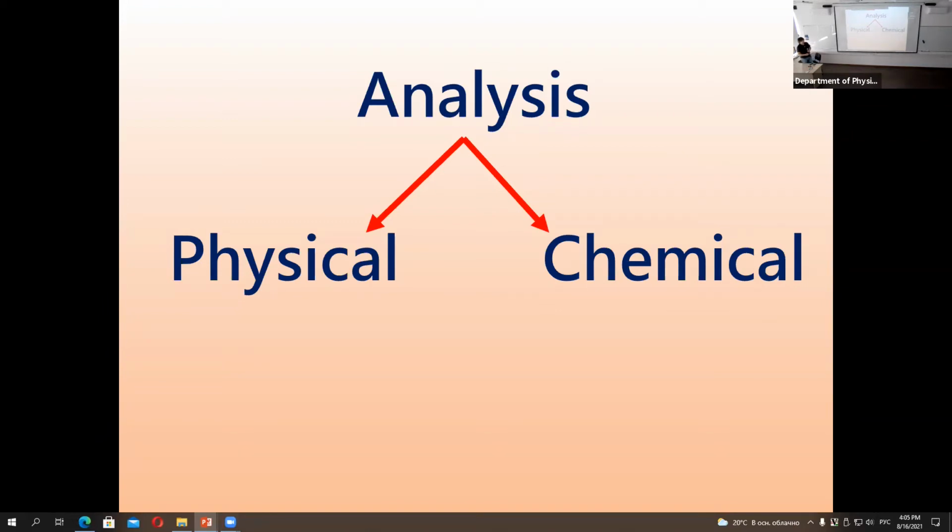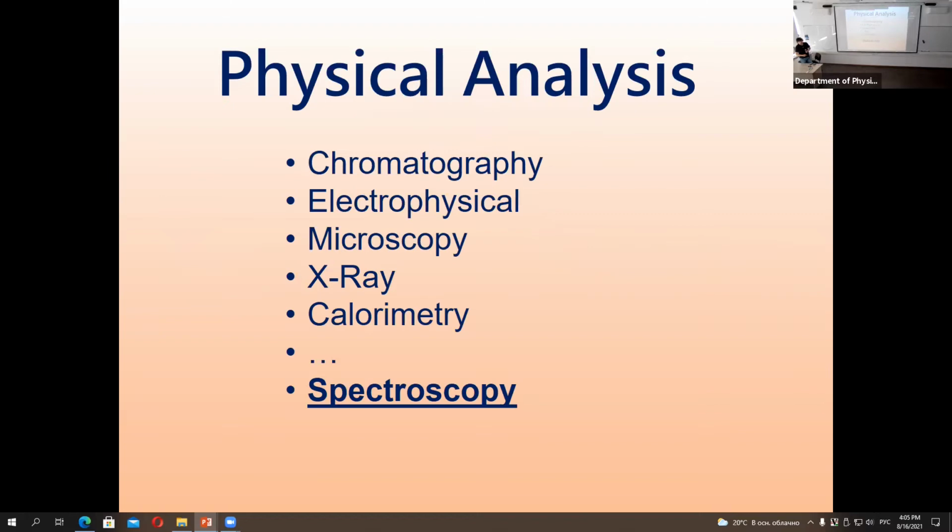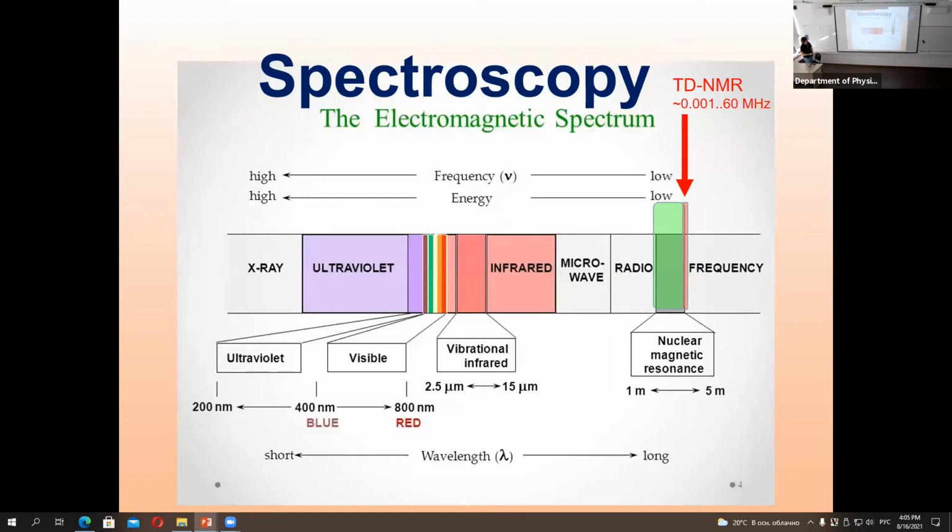Analytical methods can be chemical and can be physical. Chemical ones are not interesting to us at all because you need to do some mixtures, you need to do classical chemical stuff. We focus mostly on physical methods that don't require the knowledge of chemists. Out of many different physico-chemical methods, we select spectroscopy. Then out of spectroscopy, we select a quite narrow range of frequencies that can be attributed to nuclear magnetic resonance.